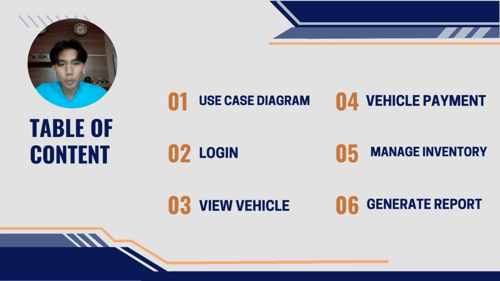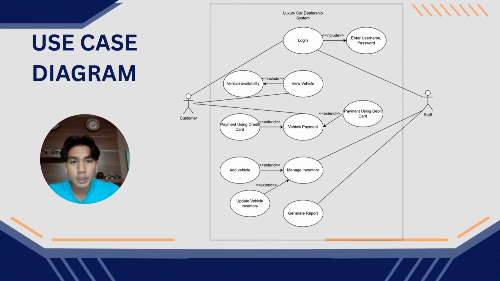The table of contents will be: use case diagram, login, view vehicle, vehicle payment, manage inventory, and finally generate report. For the use case diagram of the luxury car dealership system, there are two actors, customer and staff. For customer, it will start with login, which includes enter username and password. Then the customer's use case is view vehicle, which also includes vehicle availability.